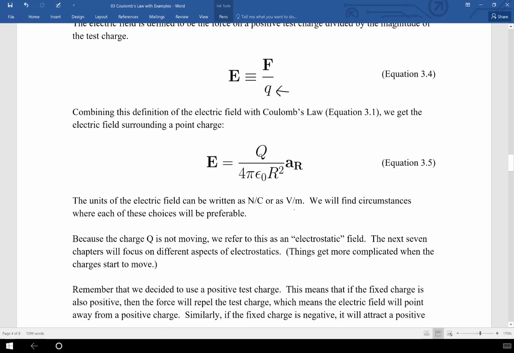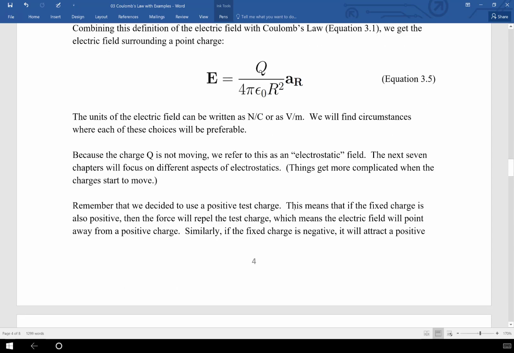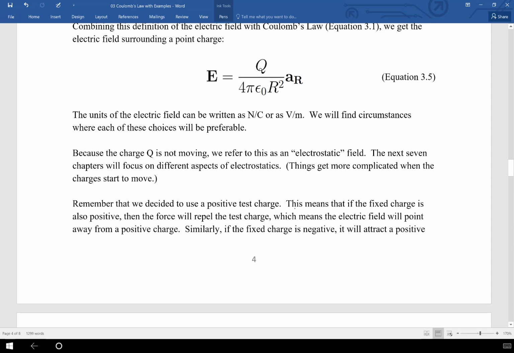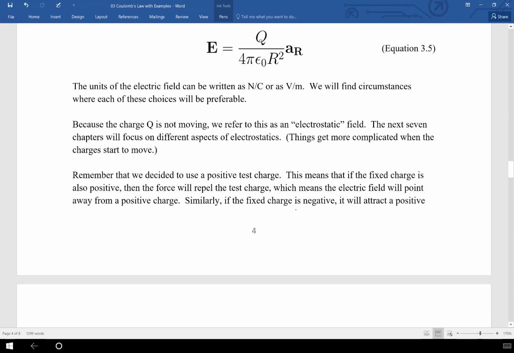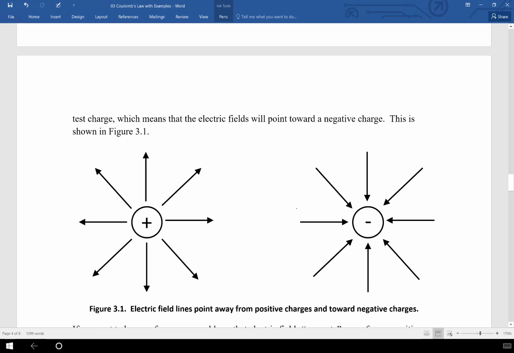So we're going to talk about how Q is not moving. Again, electrostatics, things will get much more complicated for us once the charges start to move. Remember that we started with a positive test charge. So we're going to fix this charge, whether it's positive or negative, we don't know. But when we're testing it, we're going to only use a positive test charge. And so that positive test charge, of course, would be repelled by a fixed positive charge, and it would be attracted to a negative fixed charge.